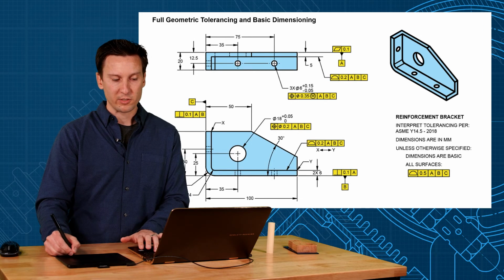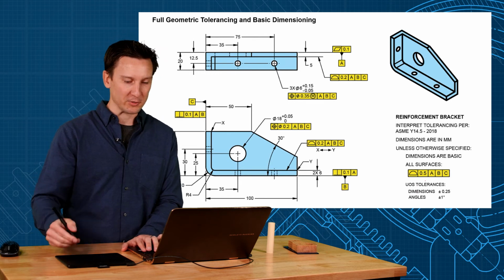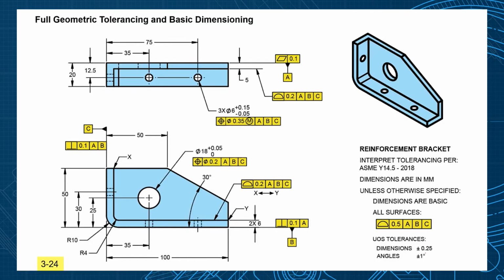This profile tolerance is avoiding what we used to do on drawings. We used to say all dimensions plus or minus. So here we have all dimensions plus or minus 0.25, but we're not doing that anymore. We're not tolerancing dimensions. This is not a dimension-based tolerancing system. It's a feature-based tolerancing system. So tolerancing the surfaces makes more sense. All surfaces have to be plus or minus 0.25, and all the dimensions are basic.